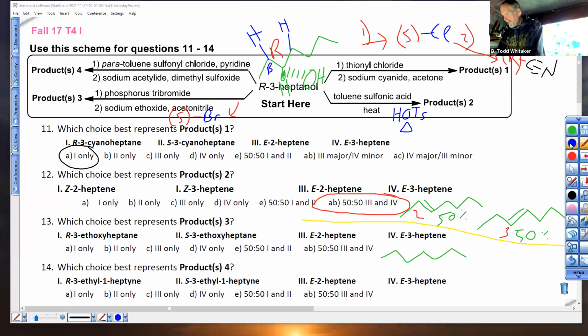I'm just going to do it this way. We have an O-ethyl, and the stereo center is going to be S. So which product looks like that? It looks like B, S-3-ethoxyheptane. So that's that one. Product 3 only. No, sorry, 2 only.